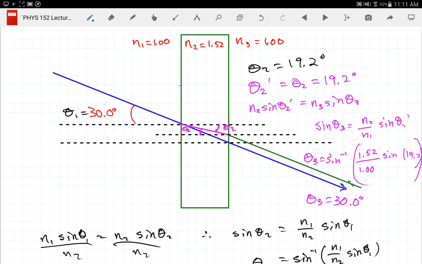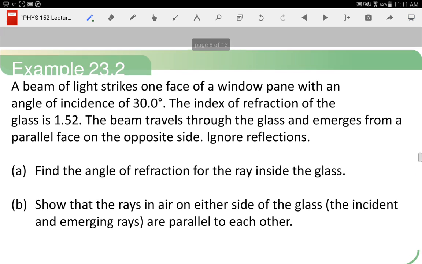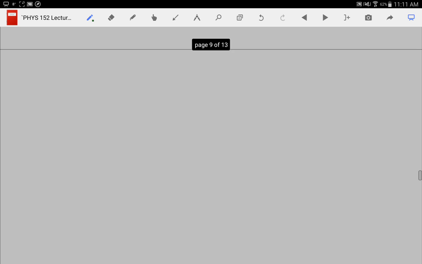Why do I do a practice problem? Well, so you can see the ideas put into play. Was this a difficult problem? Nope, it wasn't difficult. But it's new ideas we had to go through. We found the angle of refraction of the ray inside, 19.2 degrees. We found that theta 3 was equal to 30.0 degrees, which was equal to theta 1, and that's why they were parallel. Next slide, please.